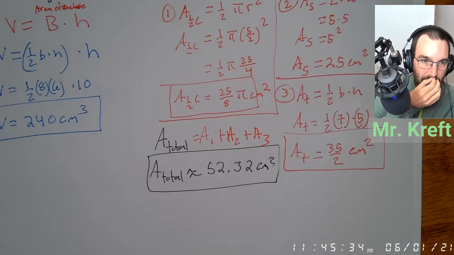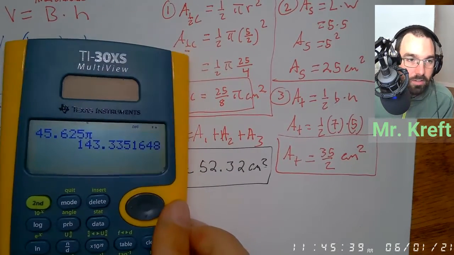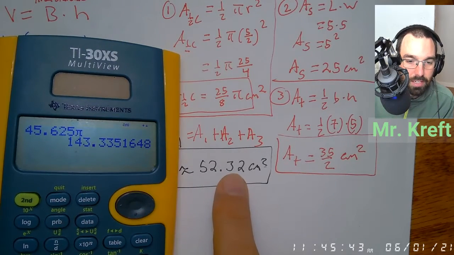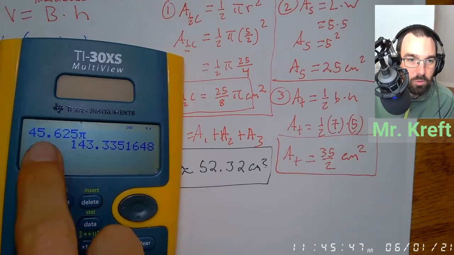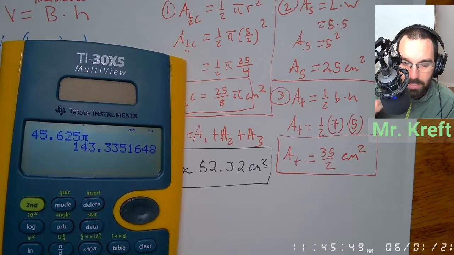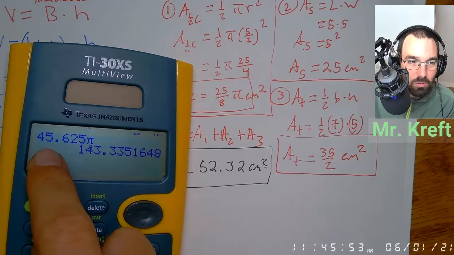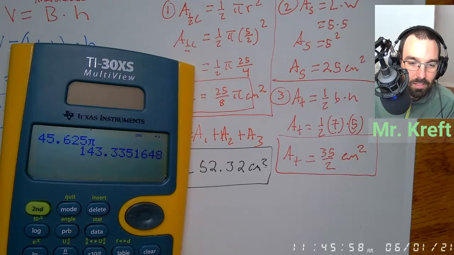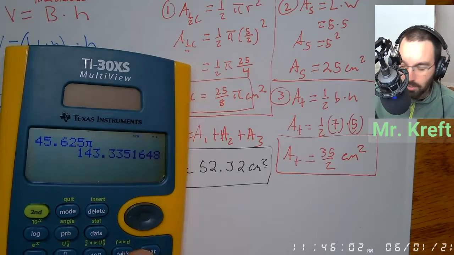45.625 pi? No, that would be a much bigger number, right? 45.625 pi is 143, so that would be incorrect. So this would not be an answer. Way too big. Remember, pi is like 3.14, so it's almost 3 times more than the answer we want. So 45.625 pi is not an answer.